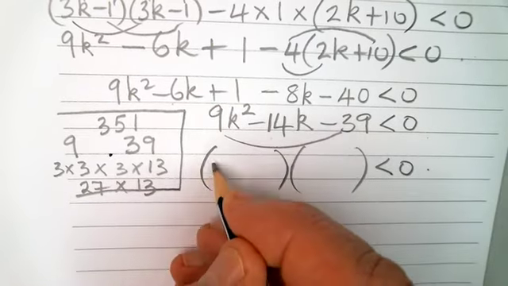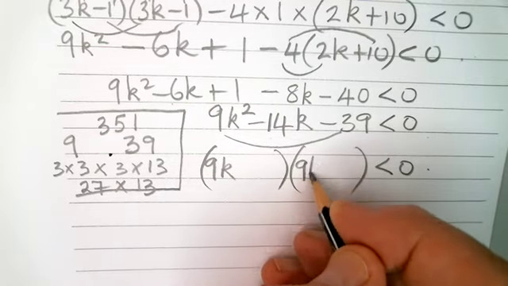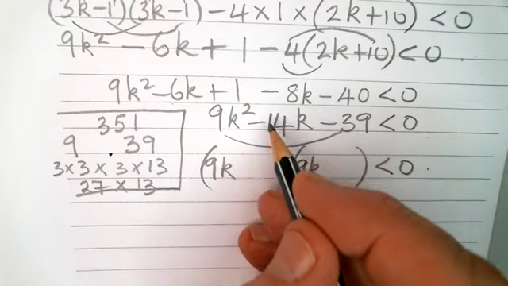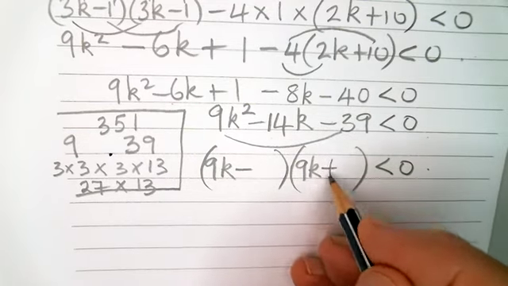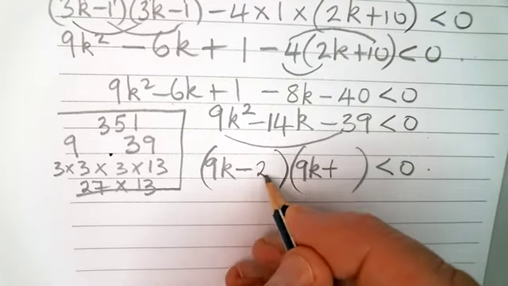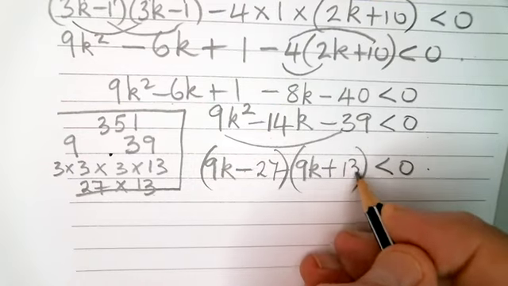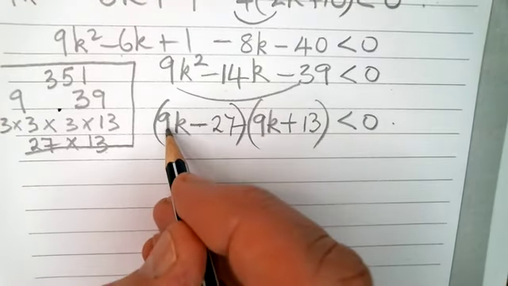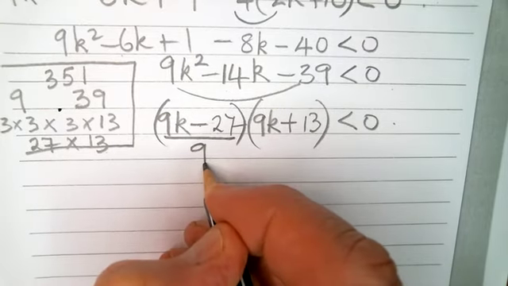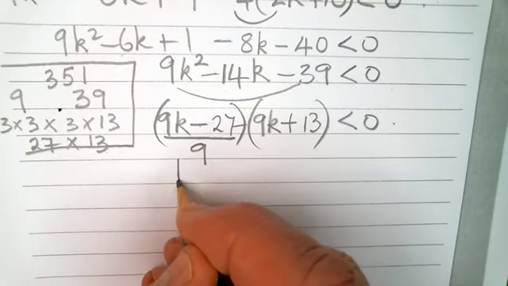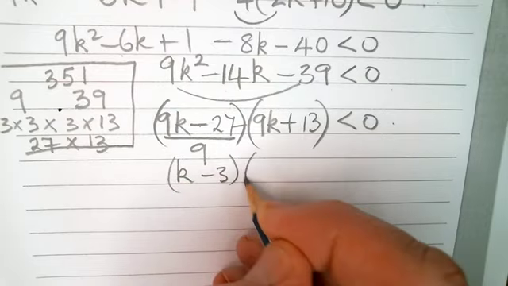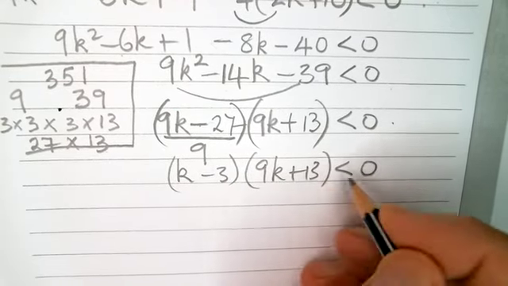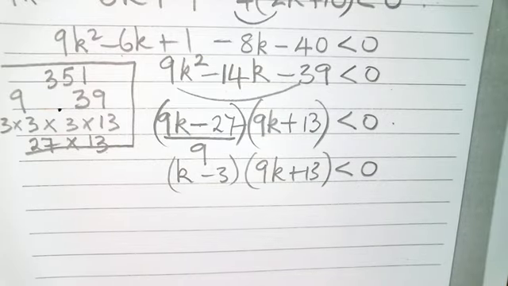Here they are. So we've got a 9k here and a 9k here. So we're going to factorize by division. So signs are different. Biggest is negative. So the biggest is going to be 27. The other one's going to be a 13. Can we divide anything out here? Yes, we can. We can divide all of this by 9. So I'm going to divide all of that by 9. And that's going to be k minus 3 times 9k plus 13. All right. So there really is the essence of what we need to do here.